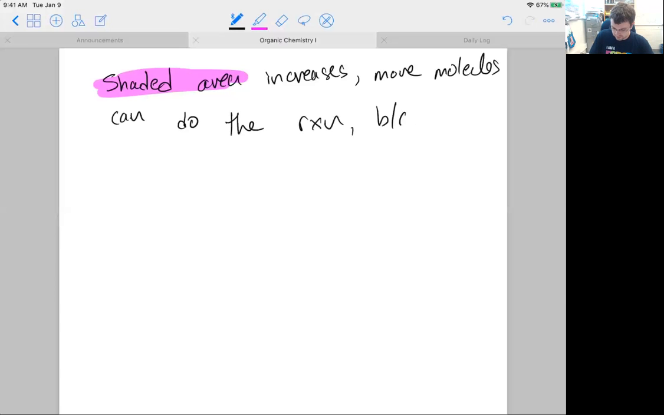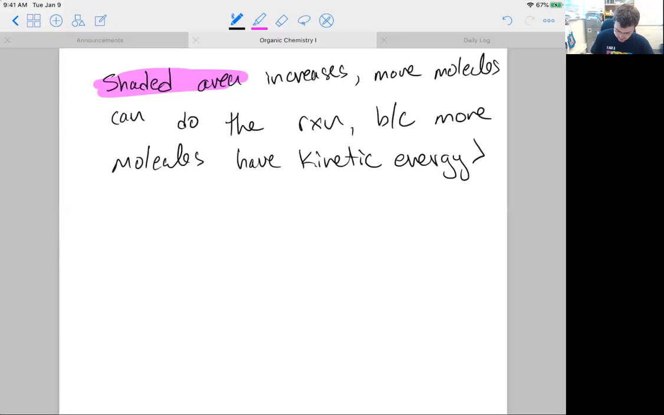because more molecules have a kinetic energy that's greater than the activation energy. So the activation energy doesn't change. By increasing the temperature, we shift the average kinetic energy over. If we shift the average kinetic energy over, we're going to shift the entire distribution of molecules over to the right, increase the number of molecules that have a higher kinetic energy than that activation energy.